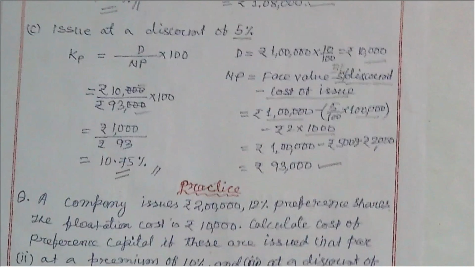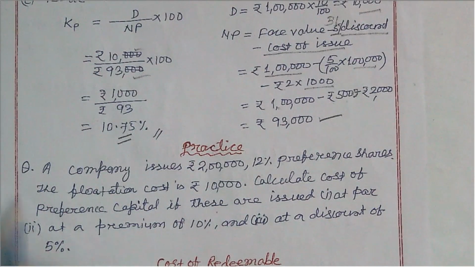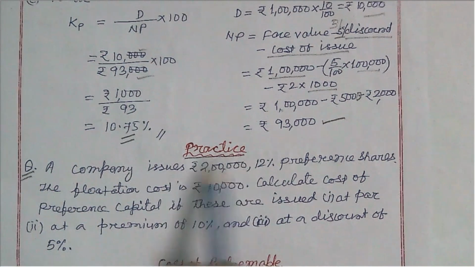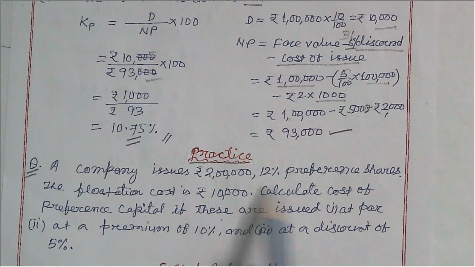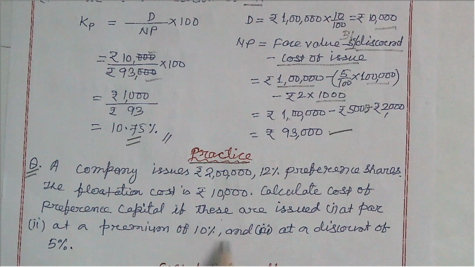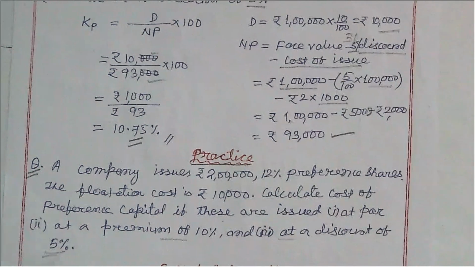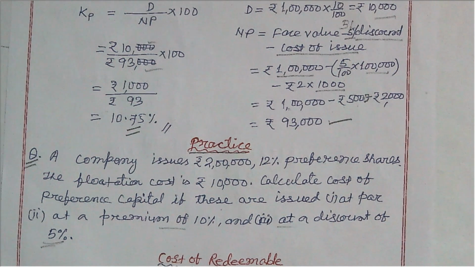Okay, so now I have given one simple problem for your practice. All of you practice and write in the chat box the cost of preference share capital if it is issued at par, if it is issued at a premium of 10%, and if it is issued at a discount of 5%. All of you practice it and write your answers in the chat box.